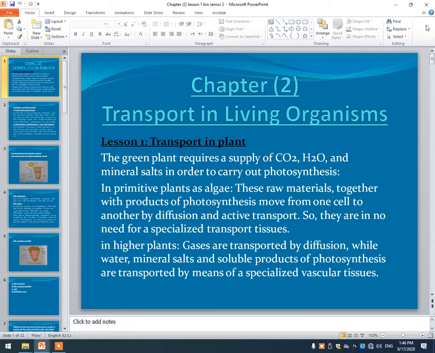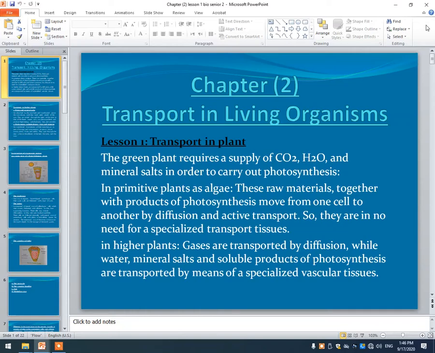in the form of starch. In primitive plants such as algae, these raw materials, together with the products of photosynthesis, move from one cell to another by diffusion and active transport. Diffusion means transfer of molecules from higher concentration to lower concentration, and it is random. Active transport means moving molecules from lower concentration to higher, but it needs energy in the form of ATP. So they have no need for specialized transport tissue.